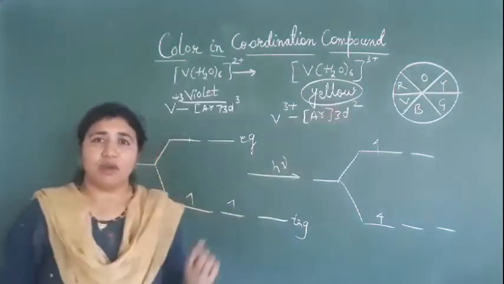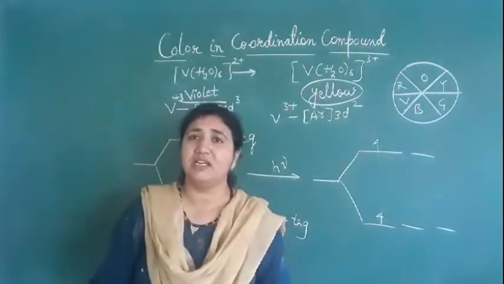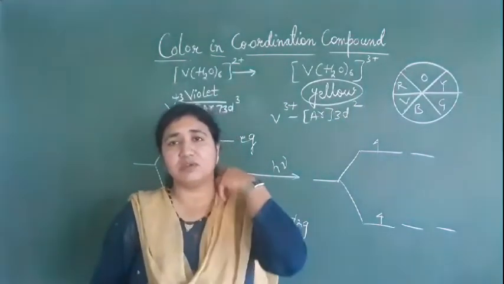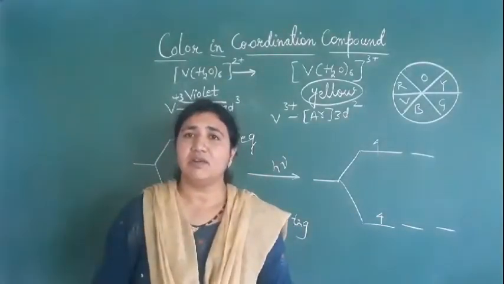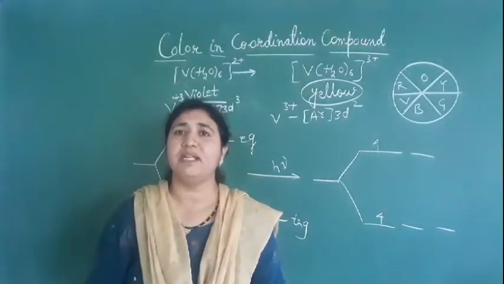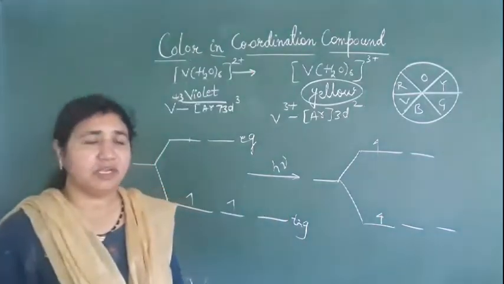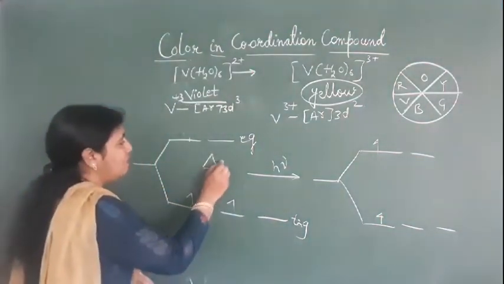So from these two examples we can conclude two things. What are those two things? The color of coordination compounds depends on the crystal field splitting value, the delta O value.